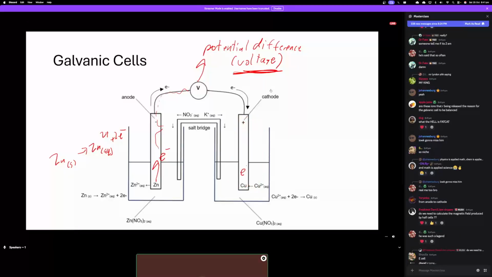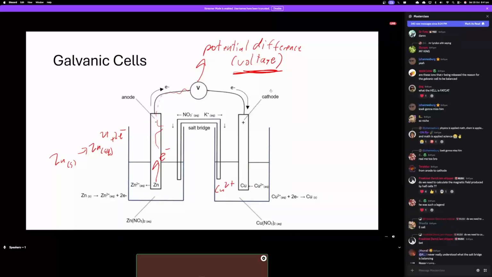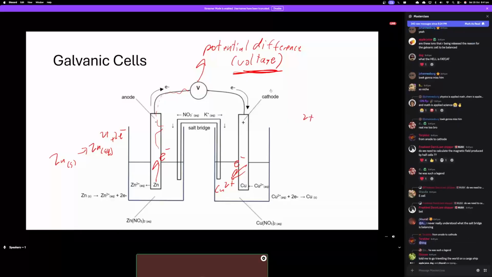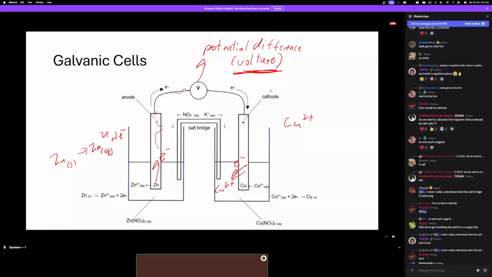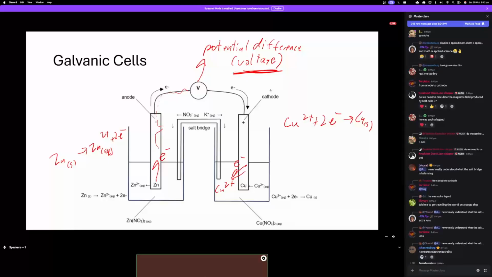So electrons, they go here, they go out. Here we have some Cu2+. The Cu2+, they take in these electrons. Yeah, so we'll get to that. A Cu2+ takes in electrons and becomes Cu metal.